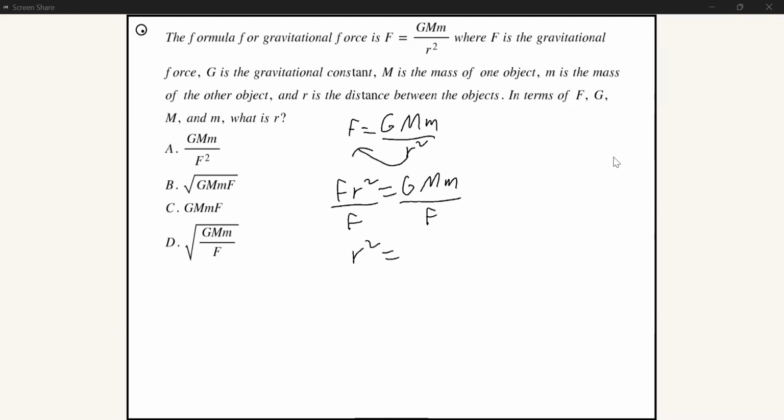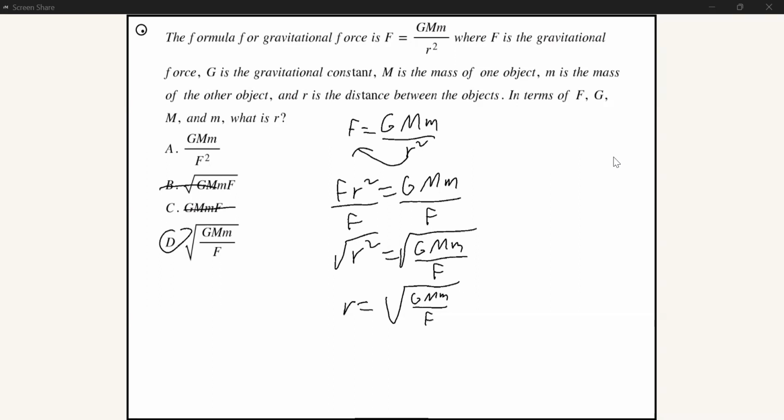R squared equals G M over F, which if we look at the answer choices, that eliminates B and C probably. And then we have F squared over F. So now what we need to do is square root. We get R equals square root of G M over F, which is D.